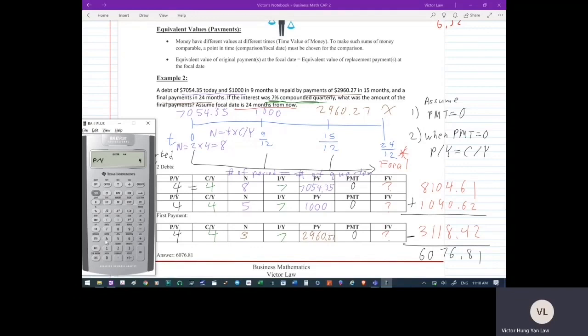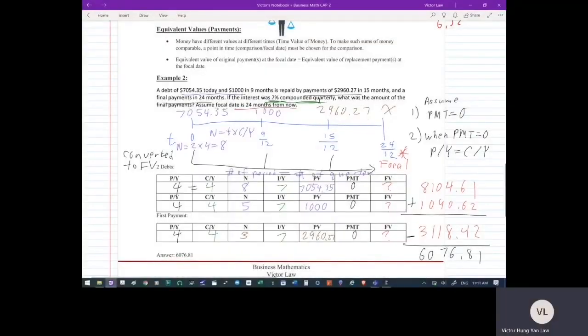Second function PY, 4, enter, arrow down, 4, enter. Once we put in the PY and CY, we put in the N. So we'll put 5, number first, and then we press N to set the number of periods to 5. And then we put 7 IY, and that will set our nominal interest rate to 7. And then PV is 1,000, so 1,000 PV will set our present value to 1,000. And then 0 for PMT, that will set our payment to 0. And then we press compute, future value, and we're going to get the future value equals $1,090.62. So that's for the second debt.